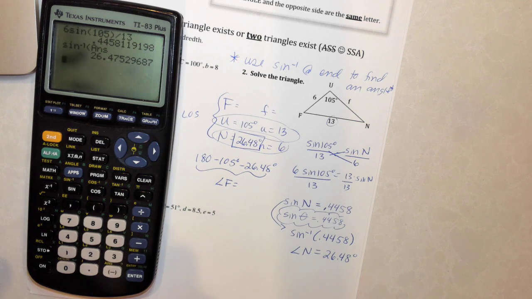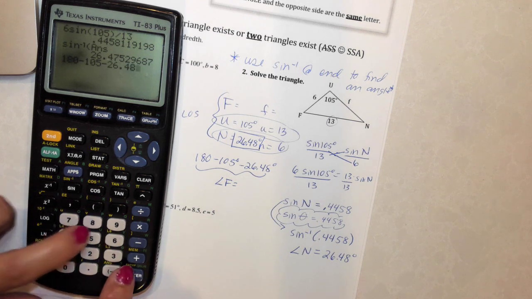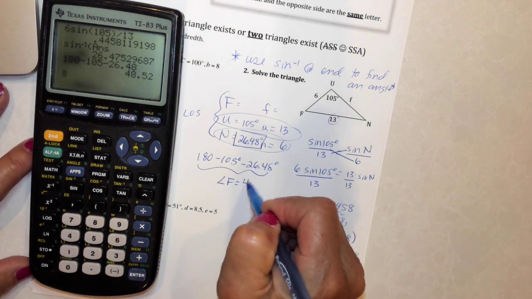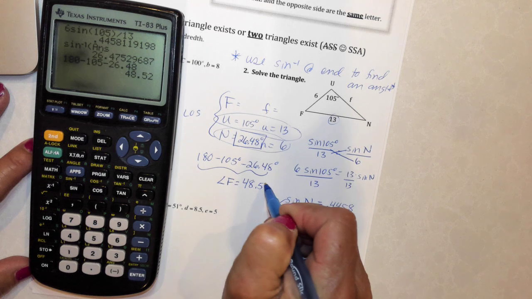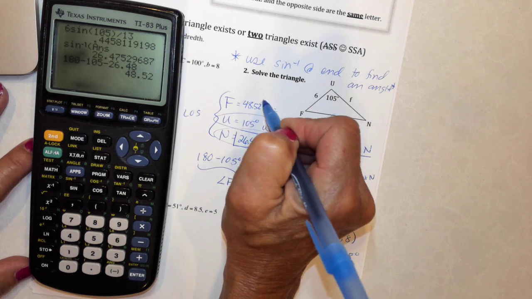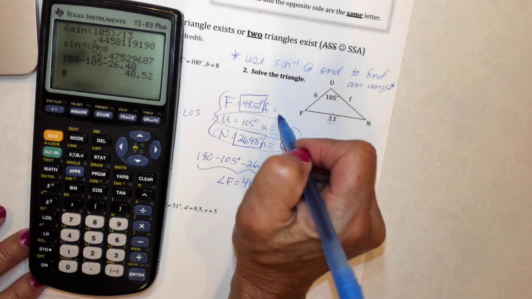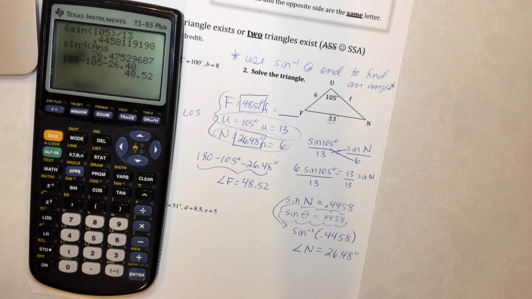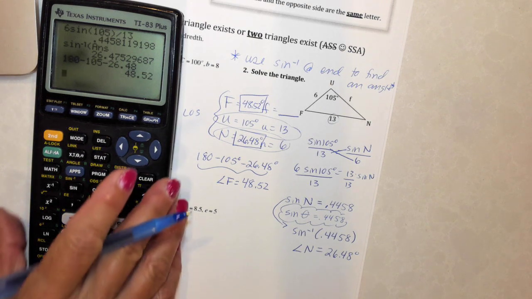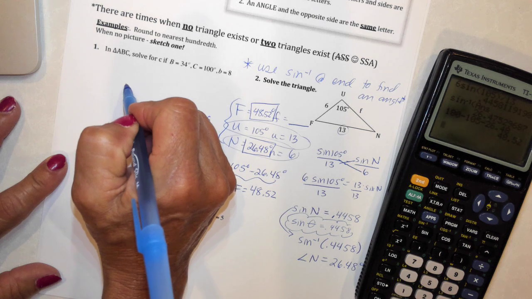So we're just using the same strategies every time. 180 minus 105 minus 26.48. So that tells me that angle F is 48.52 degrees. All right, now the only thing that I don't know is side F. Since I can't use Pythagorean theorem, I need to use the law of sines. So I'm going to do that right here.